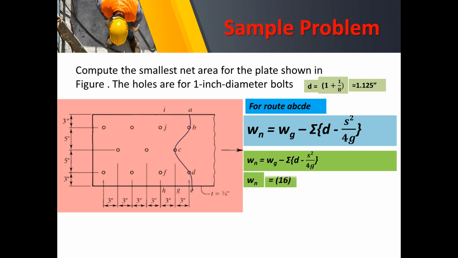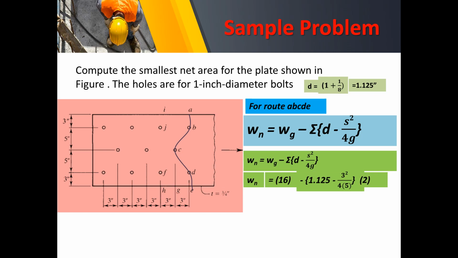So the net width is equal to 16 minus 1.125, or the diameter, minus that equation, s squared all over 4g. If you notice, there will be two of them.